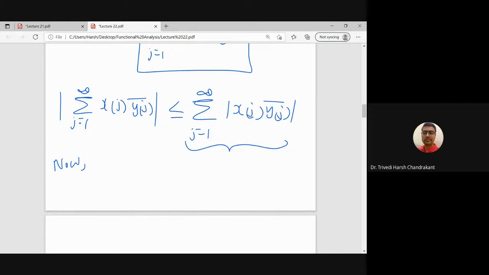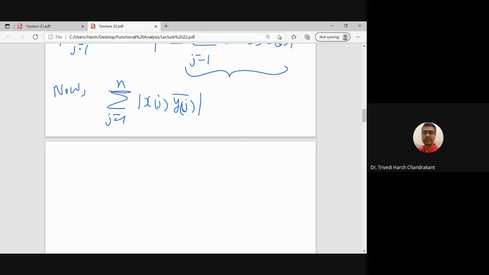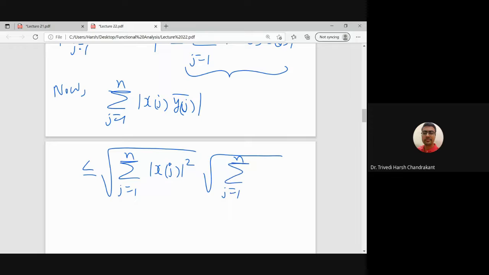So to check this series is convergent, we'll first take the finite sum, j from 1 to n, of modulus xj yj conjugate, and then, since this is a finite sum, we'll apply the Cauchy-Schwarz inequality. We have proved the Cauchy-Schwarz inequality. It says that this is less than or equal to the square root of the summation j from 1 to n of modulus xj squared, times the square root of the summation of modulus yj squared, right?